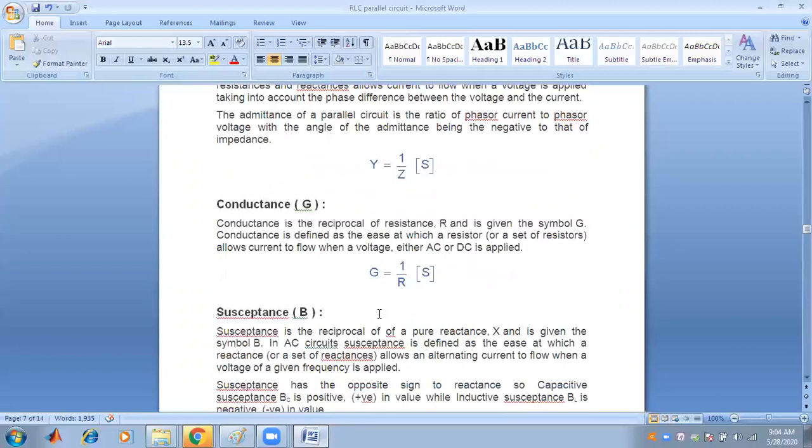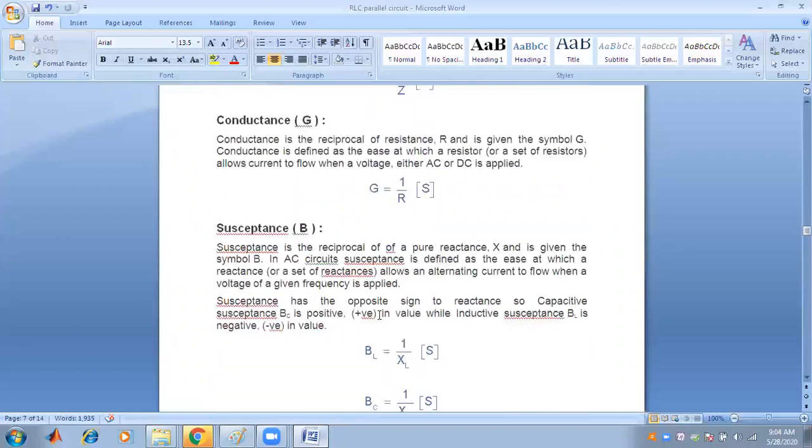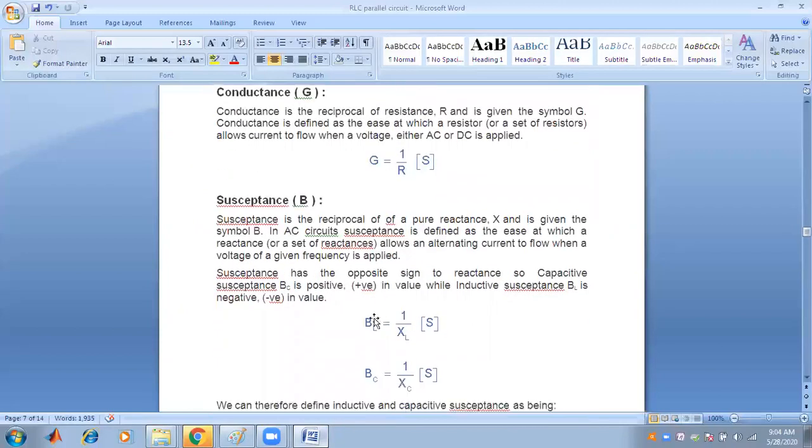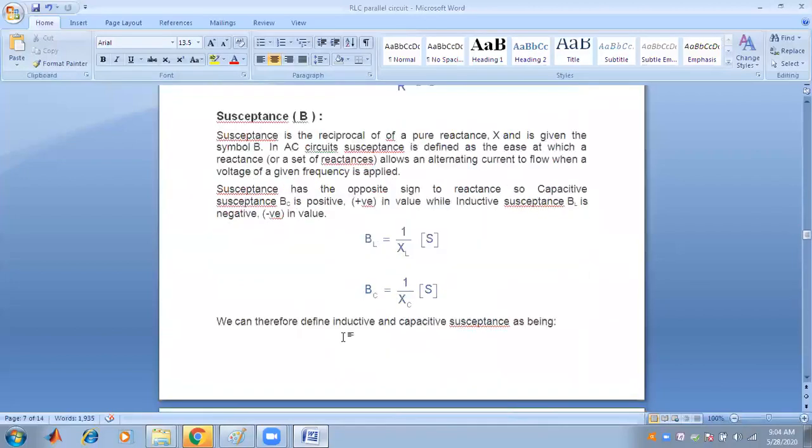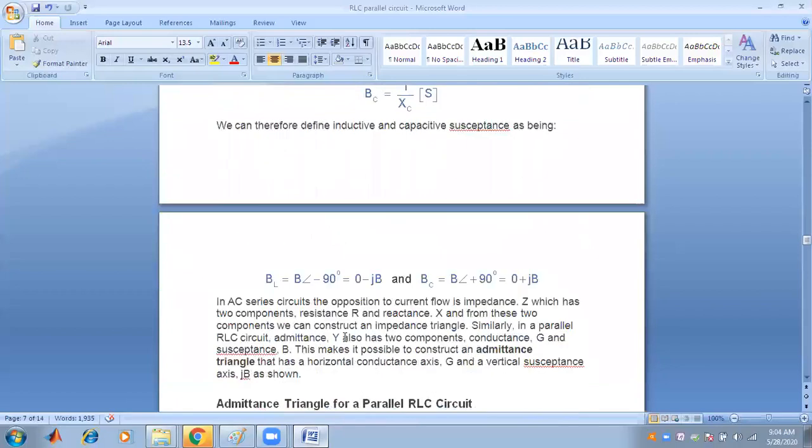The conductance is defined as the ability of a resistor or set of resistors to allow a current to flow through when a voltage, either AC or DC, is applied. Susceptance is generally the reciprocal of the reactance, for example of the pure inductance XL. In an AC circuit, susceptance is defined as the ability of the reactance, or set of reactances, to allow an alternating current to flow when a voltage of given frequency is applied. So susceptance can be written in terms of BL or BC.